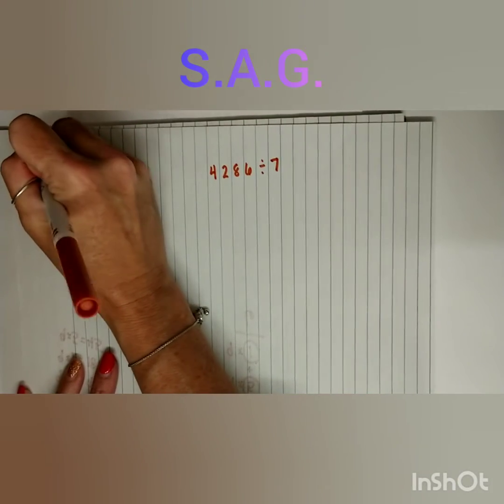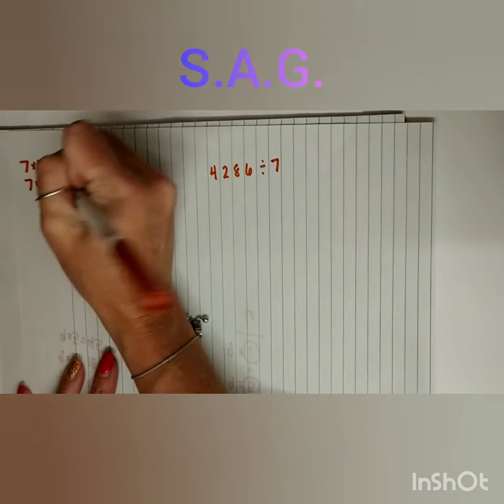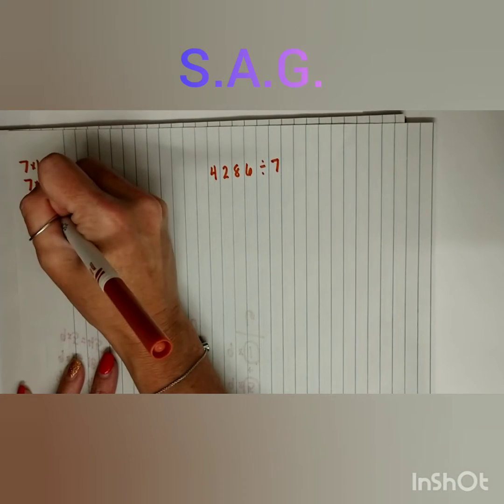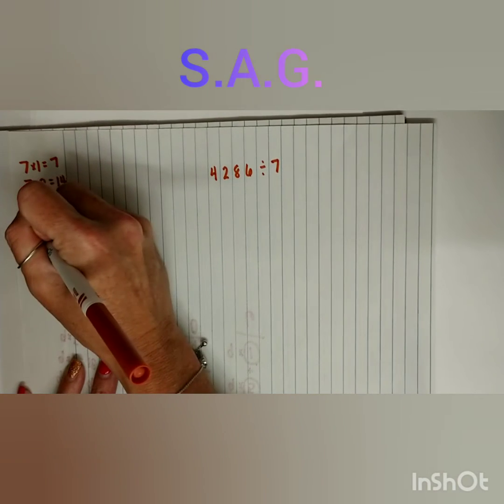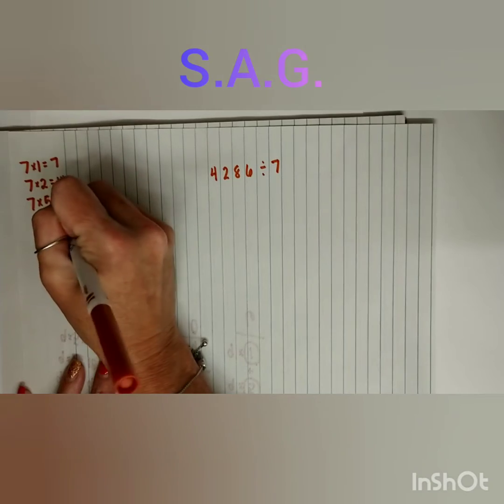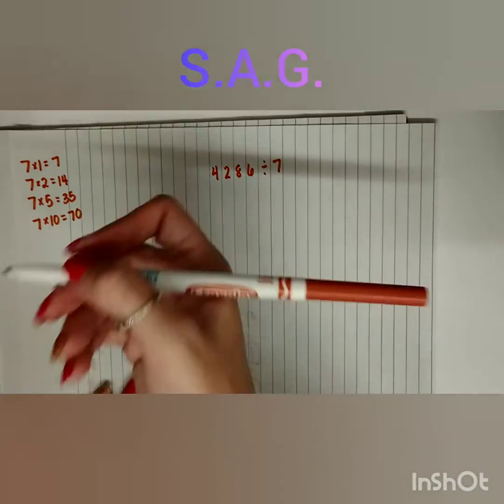I know 7 times 1. That's 7. I know 7 times 2. That's 14. I know 7 times 5. That's 35. I know 7 times 10. That's 70. And I also know, if I know these facts, I know my multiples of those.